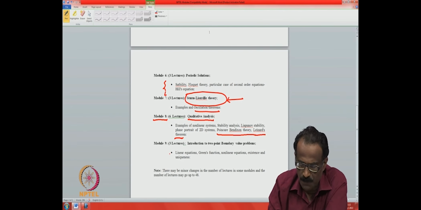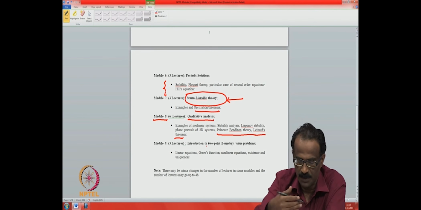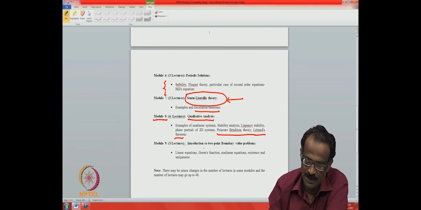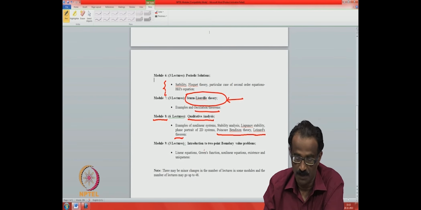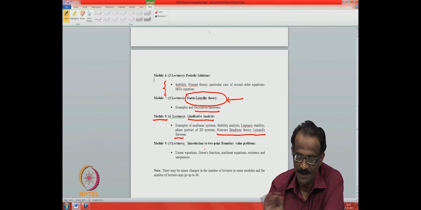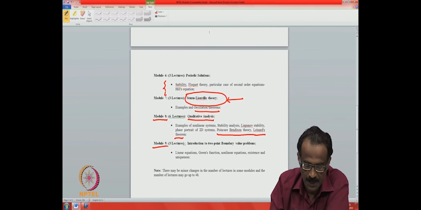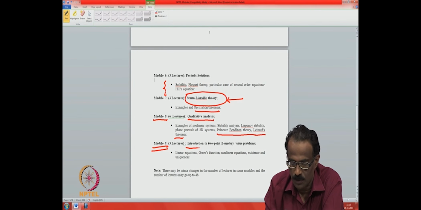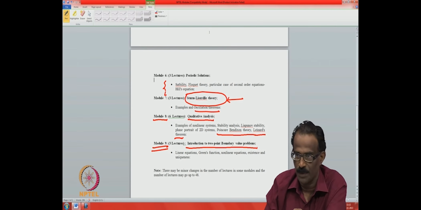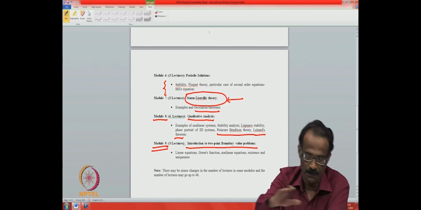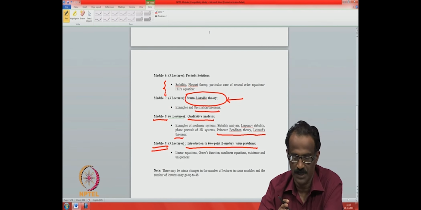We will also give a few lectures, but we do not spend too much time because it will go beyond the number of lectures we planned for a one semester course. It is difficult, but we will try to give a little bit of an introduction to two-point boundary value problems, and that is what we are planning to do in this entire course.